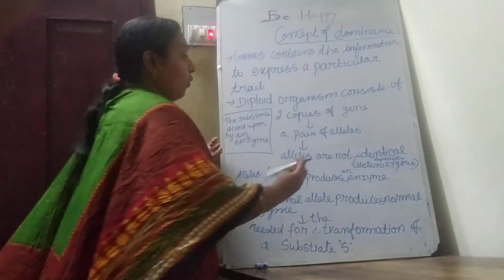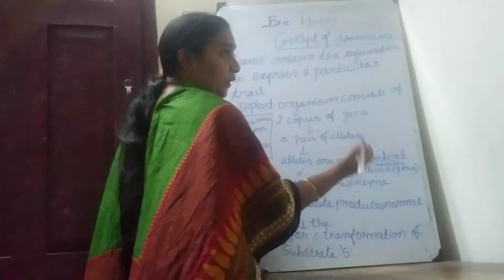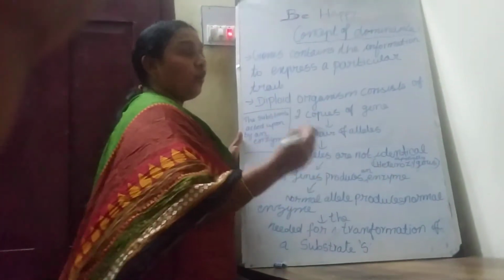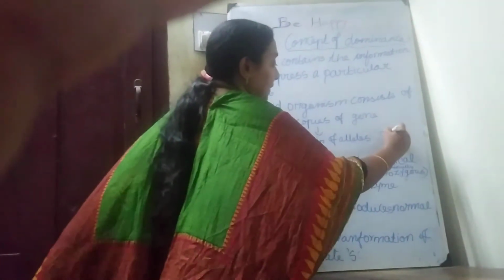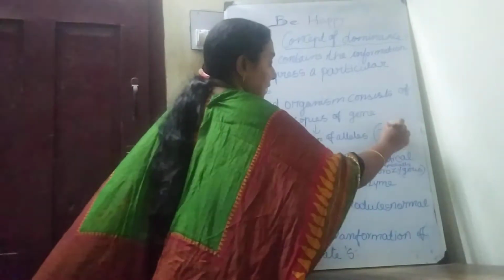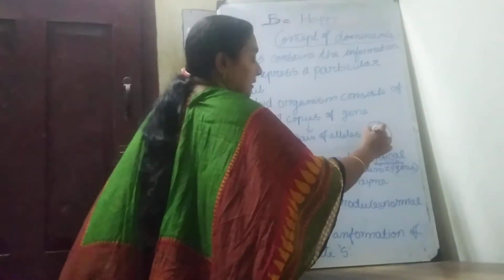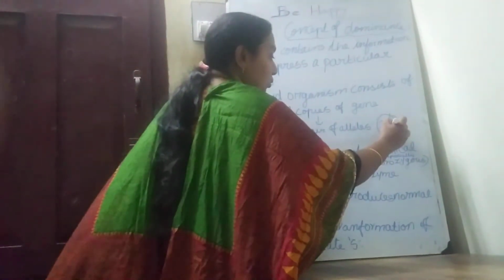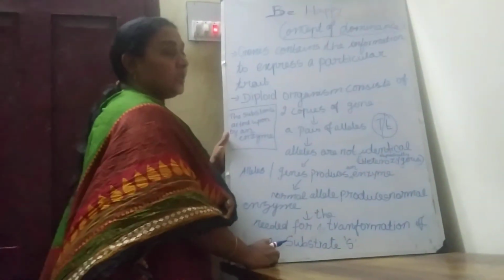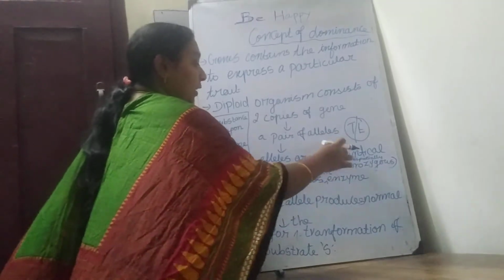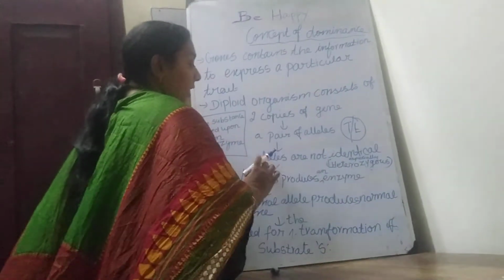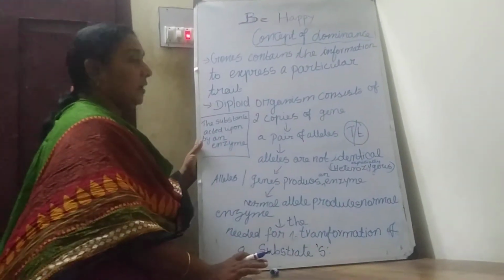Heterozygous means, if we cross tall and dwarf plants, in the F1 hybrid we will get capital T, small t. Isn't it? In the heterozygous condition, T represents the dominant character and small t represents the recessive character. So in the heterozygous condition, the alleles are not identical.